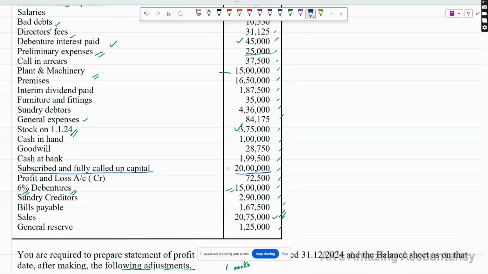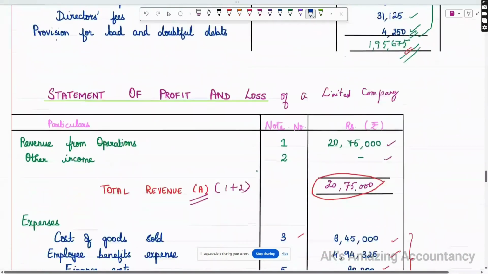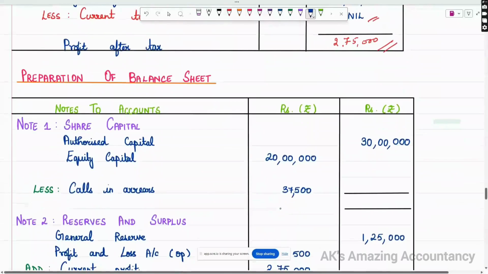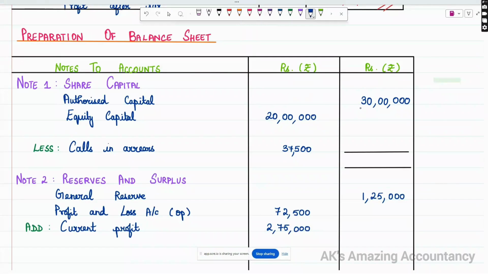Now, let us get along with notes to accounts relating to the balance sheet. Note 1, share capital. Authorized capital is 30 lakhs. This authorized capital, though you show in the outer column, will not be taken into account for totaling purpose. So draw two lines after this. This amount of 30 lakhs will not be taken into account for totaling.